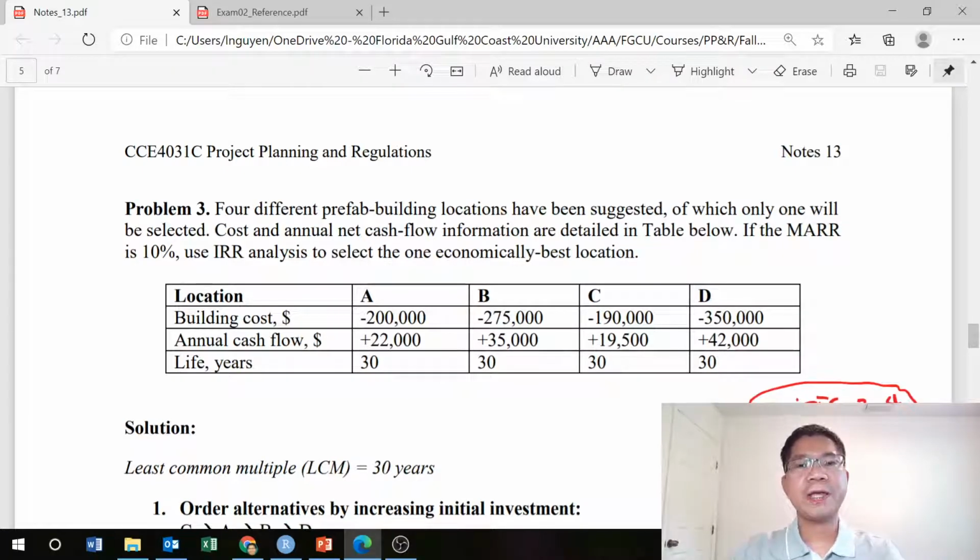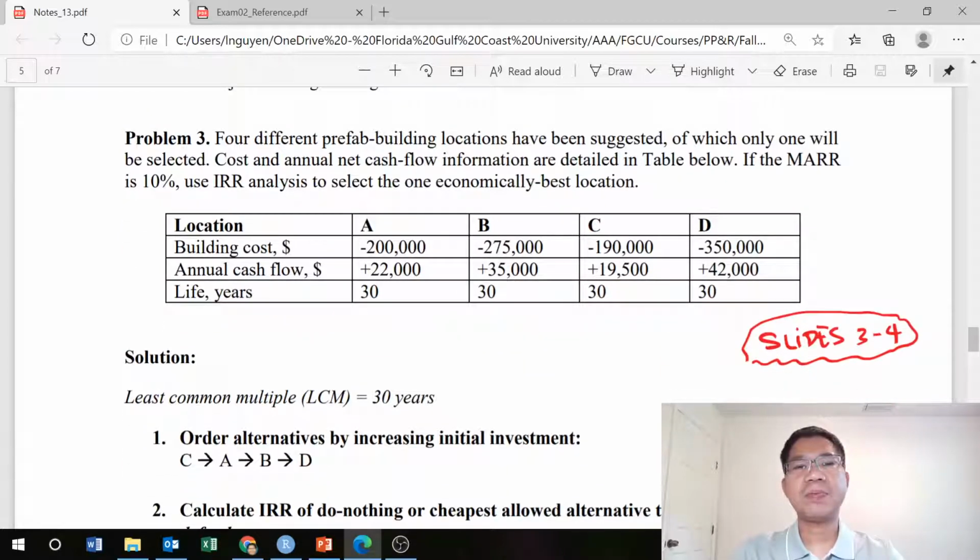Problem 3 of the internal rate of return lessons. Four different prefabrication building locations have been suggested, of which only one will be selected, so it's a mutually exclusive alternative. Costs and annual net cash flow information are detailed in the table below. If the MARR, minimum attractive rate of return, is 10% per year, use IRR analysis.